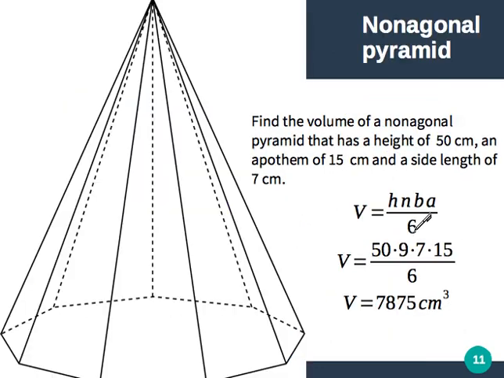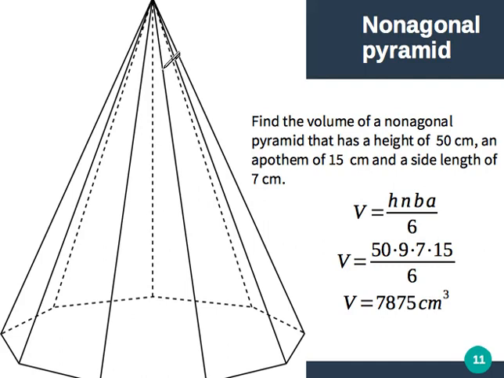Alright, so let's continue with one more example. We have here a nonagonal pyramid. That means that on the bottom of this shape there's a nonagon, a polygon that has 9 sides. We can't see this side, but there's a side right there. So you have 1, 2, 3, 4, 5, 6, 7, 8, and 9. You get 9 sides. This makes it a nonagonal pyramid.